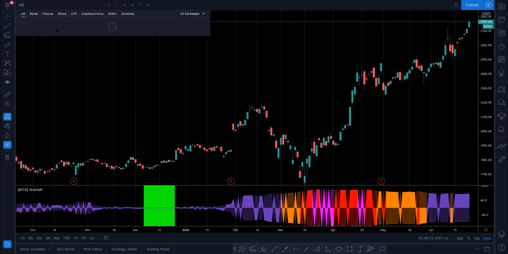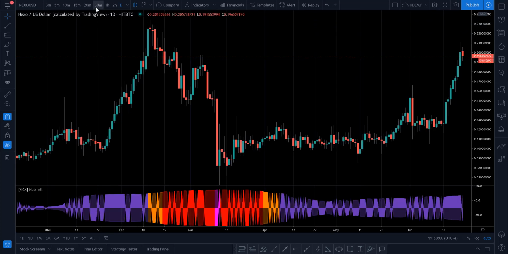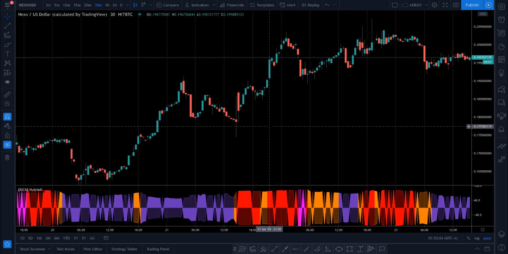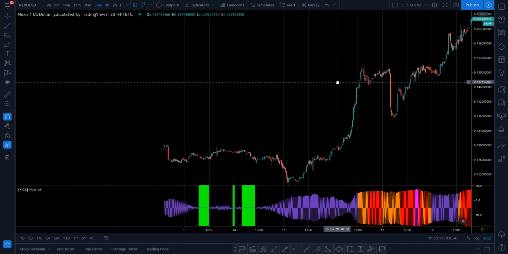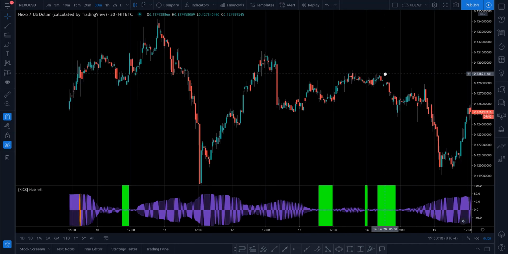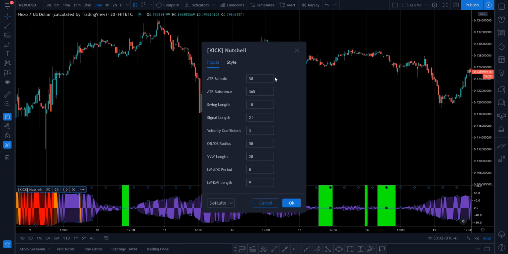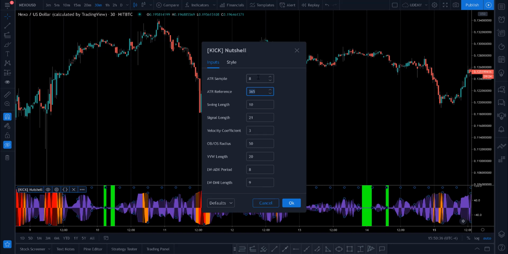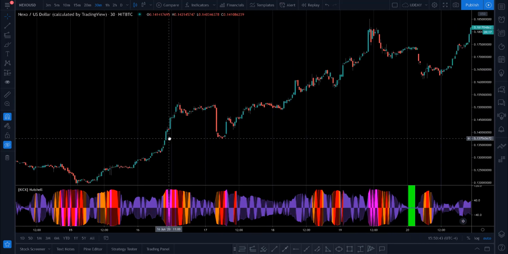Let me jump back here to Nexo, and we'll go back to 30 minute. One of the things I want to point out, in addition to the volatility calculations, is these green bars in here. When the volatility reaches very, very low, actually, let me go ahead and change these back. 8, 6. Okay, something like that.